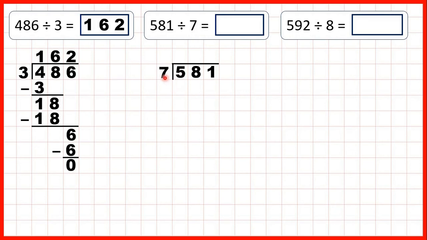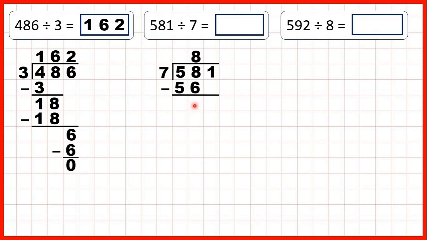Well, 5 is less than 7, and when the first digit is less than the divisor, what we can do is take the first 2 digits together and divide 58 by 7. So we need a number in the 7 times table which is as close to 58 as possible, but not more than 58. Well, 56 is in the 7 times table, and because 56 is 8 times 7, we can write an 8 in our answer line.